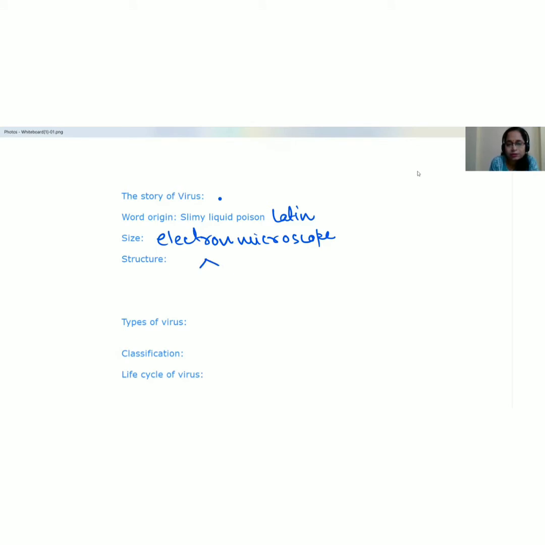Now let's talk about the structure of this virus. The virus has the simplest structure. What is there in this structure? It is the head of the virus, that is also called the coat of the virus, and this is the tail of the virus. Okay, and why is it called a coat of the virus? Because it covers its genetic material.